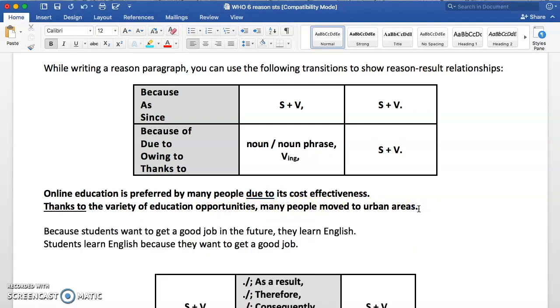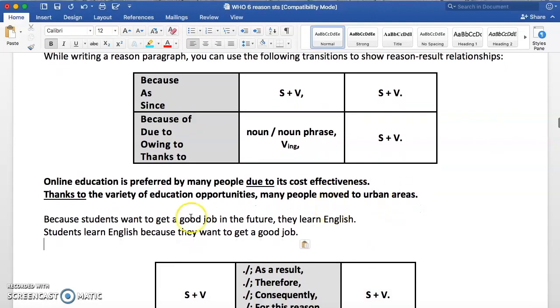Let's have a look at an example sentence with because. You can have because at the beginning and say, because students want to get a good job in the future, comma, they learn English. Or you can have because in the middle, but please don't forget that you have to get the reason with it too. So look, students learn English because they want to get a good job. When you have because, as, or since in the middle, a comma is not necessary.